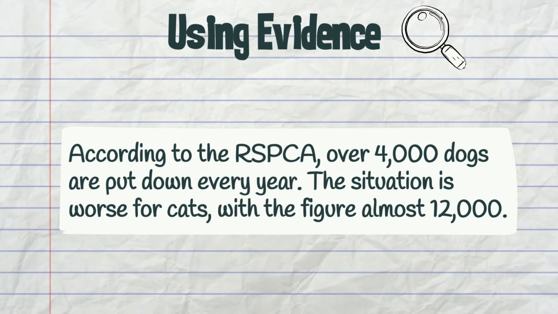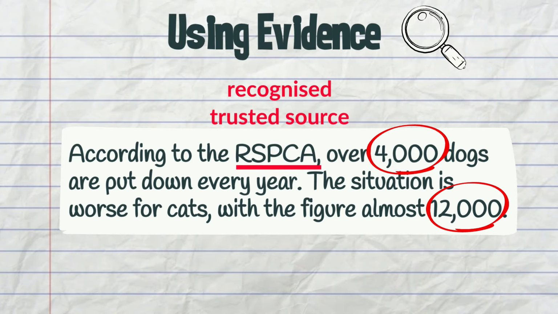The use of evidence, in this example facts and figures, gives the writer's argument authority. The RSPCA is a recognised and trusted source, so by using evidence from the RSPCA, the writer makes their own argument more convincing.